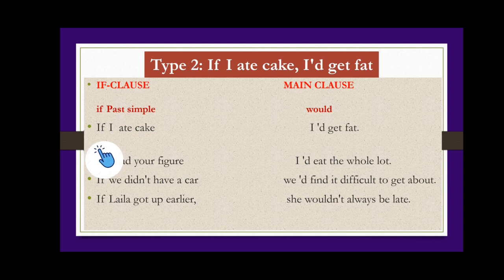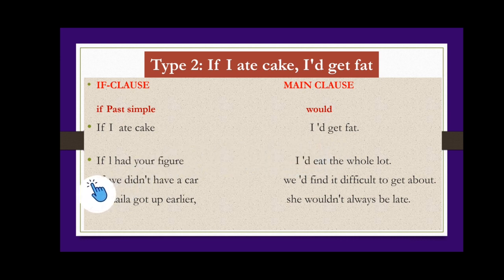Now, if I ate cake, I would get fat. You can see that here I use simple past tense and here I use would. So if I ate cake, am I eating cake now? Not at all. I would get fat. Am I getting fat? Not at all. I'm just imagining, right? The situation is quite unreal.